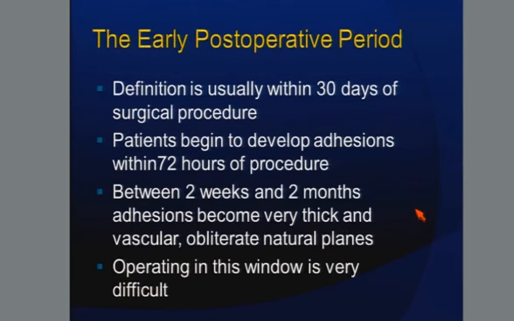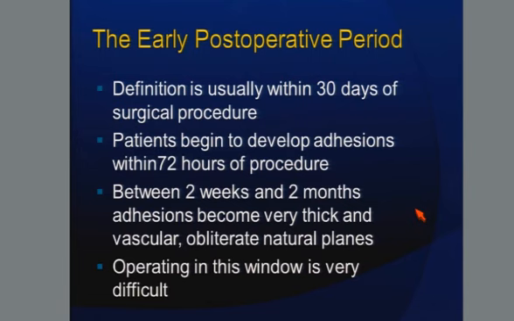The early postoperative period, we talk about it. I'm going to give you a definition as far as what the surgeons consider early postoperative period. It's usually within the first 30 days of the surgical procedure, and this is important because this is when adhesive disease and healing begins. Patients will begin to develop adhesive disease within 72 hours of the procedure. And over the next 2 weeks to 2 months, these adhesions will become very thick and vascular, and they will obliterate the natural planes. So it becomes very difficult to operate in that time period.